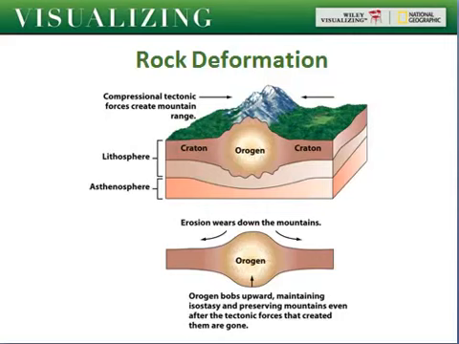As surface material is removed through erosional processes, it takes some of the weight off the root of the orogen that is floating on the asthenosphere. With the removal of this weight, the orogen can rebound or rise as it continues to float. This explains why extremely old mountain ranges are still in existence on our surface today.